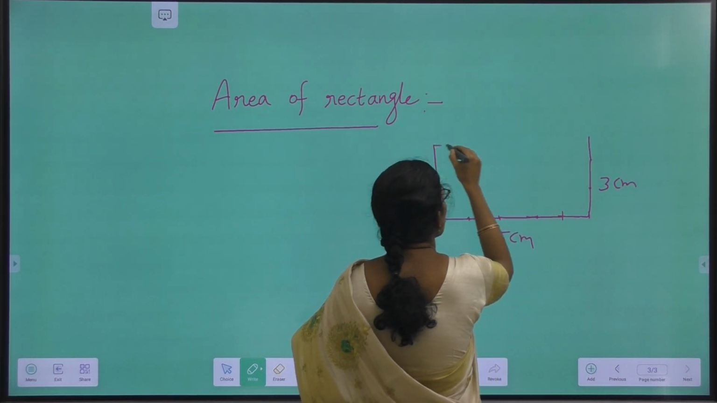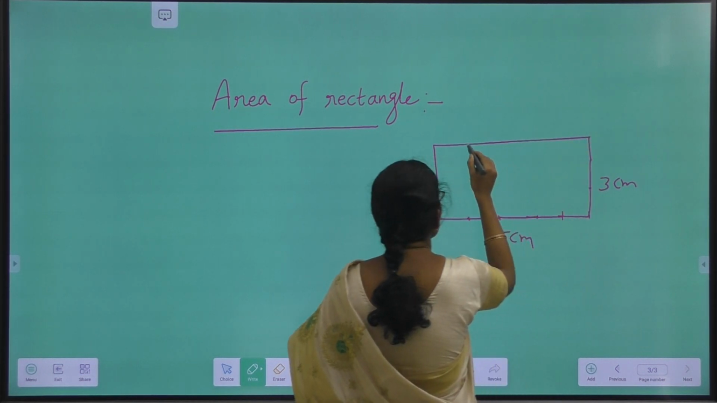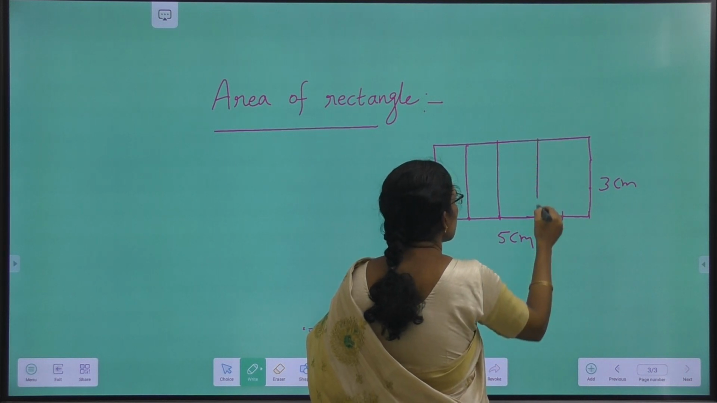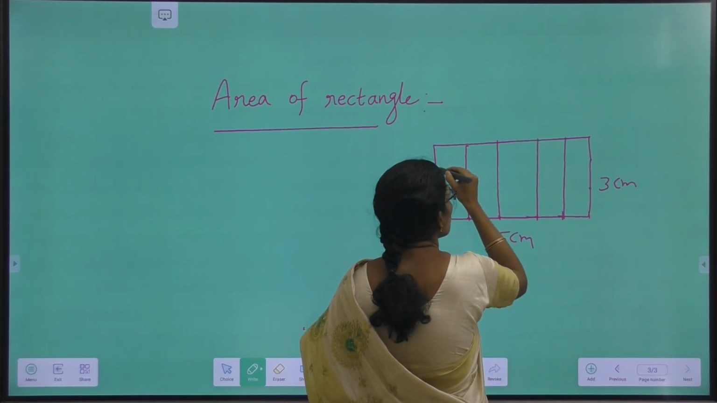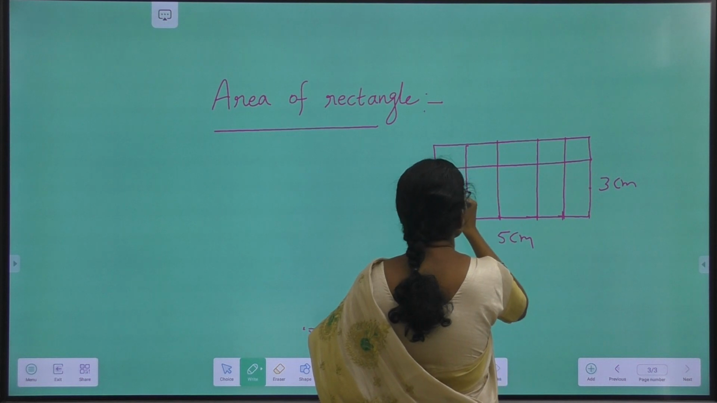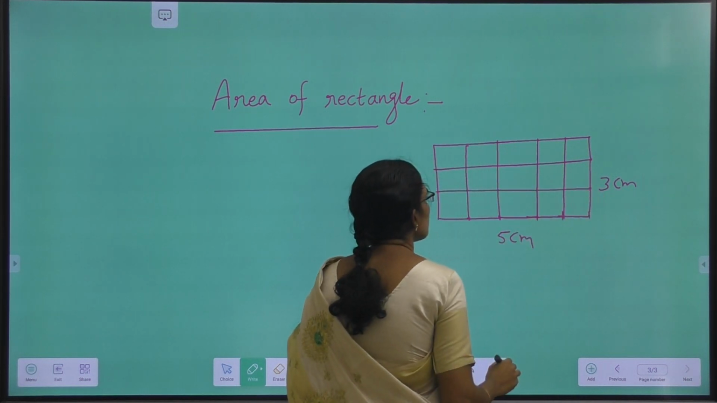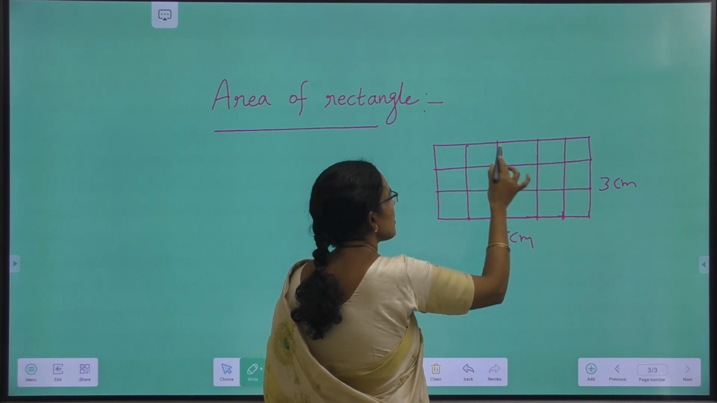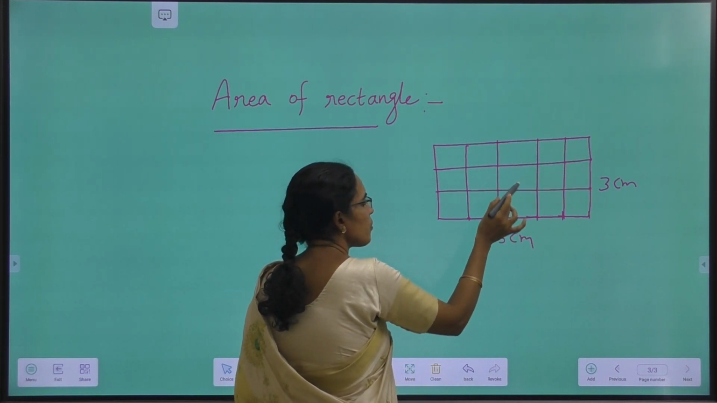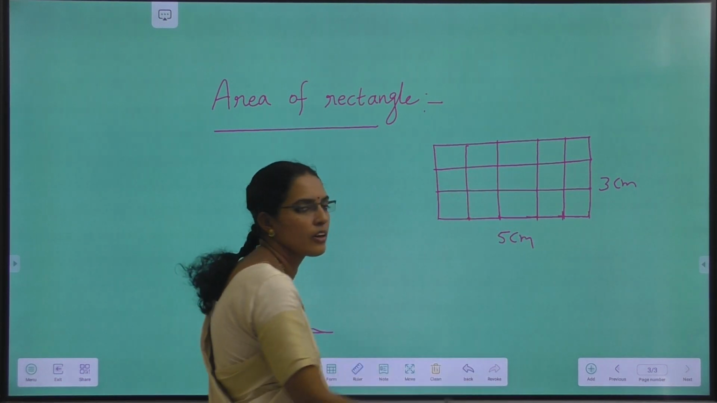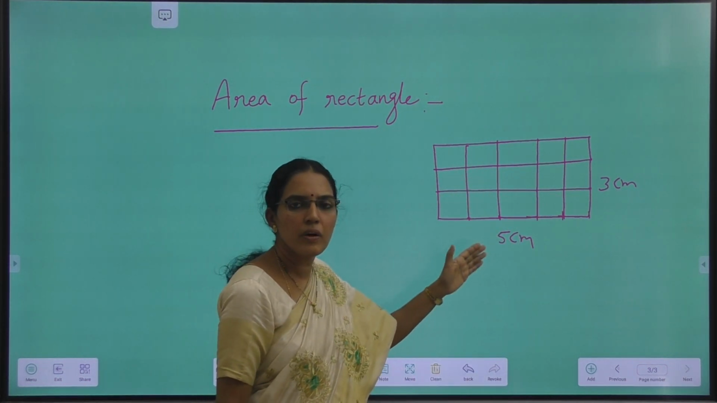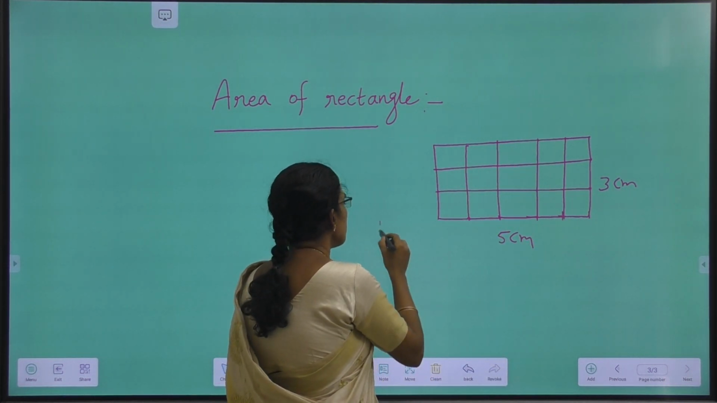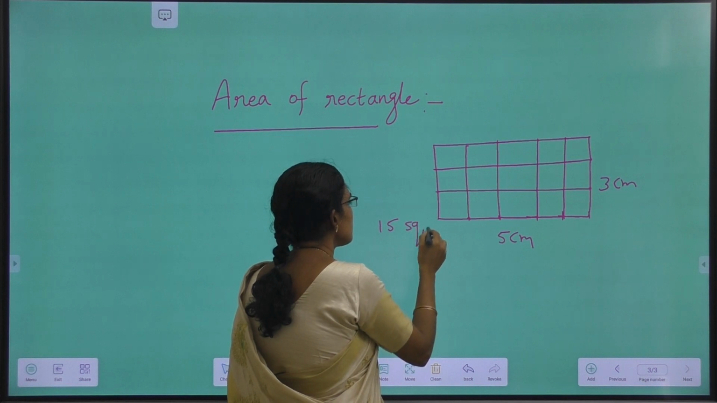If you draw this rectangle on a graph sheet, then you came to know that, see, suppose these are the squares. Imagine that all are equal in size. Now we came to know that this rectangle is occupying 1, 2, 3, 4, 5, again 5, 5. 5 plus 5 plus 5, that is 15 squares it is occupying. The rectangle is occupying 15 squares. Therefore we say that area of this rectangle is 15 square centimeters.